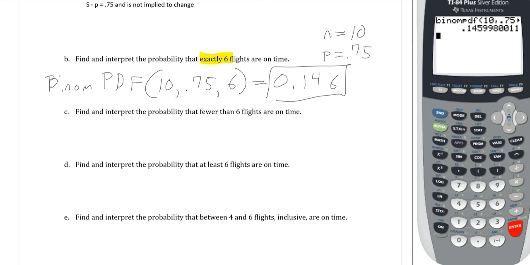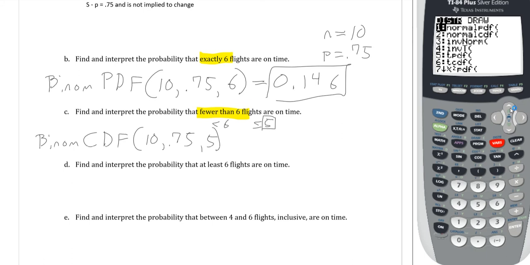Next one, find and interpret the probability that fewer than 6 flights are on time. Okay, fewer than 6 is less than 6, which is the same thing as less than or equal to 5. Since we're doing a combination of a bunch of probabilities, we would like the probability of 0, 1, 2, 3, 4, or 5 flights being on time. We're going to do a cumulative probability up to 5 successes. That will add up all the probabilities from 0 up to 5. Otherwise, you would have to do Binomial Pdf for 0, Binomial Pdf for 1, Binomial Pdf for 2, 3, 4, and also 5, and then add them all together.